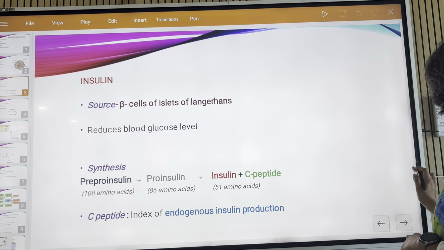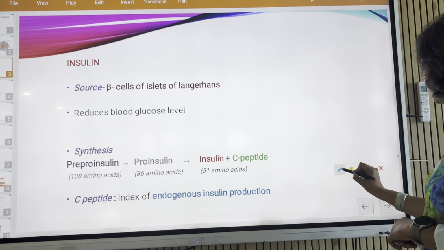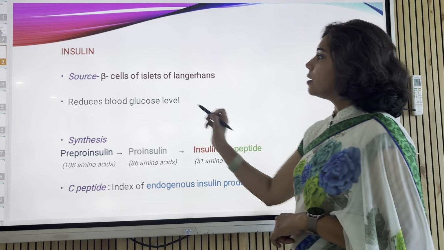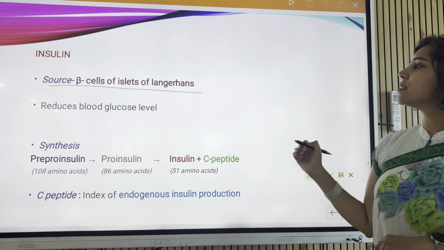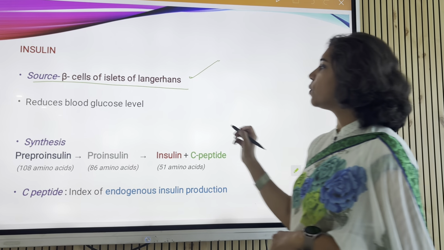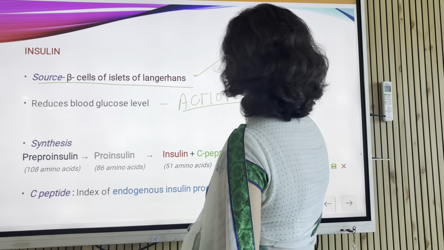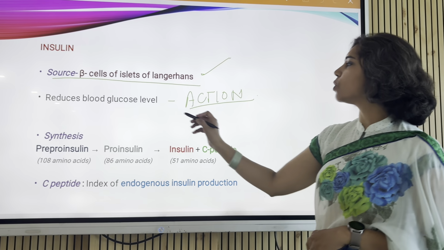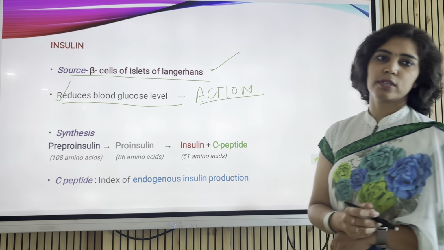Now let's discuss our main hormone, that is insulin. As we had already discussed, what is the source of insulin? It is the beta cells of islets of Langerhans. And what is the action of insulin? The primary action of insulin is to lower the blood glucose level. It reduces the levels of blood glucose.